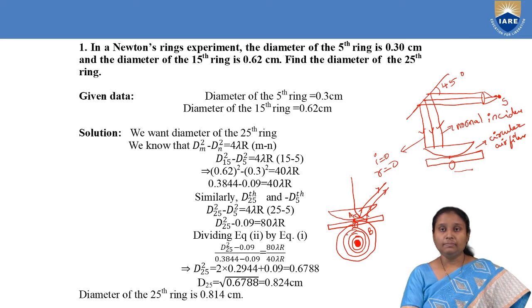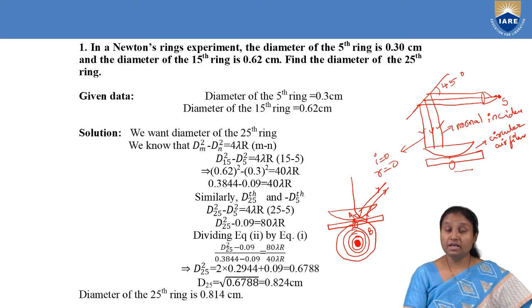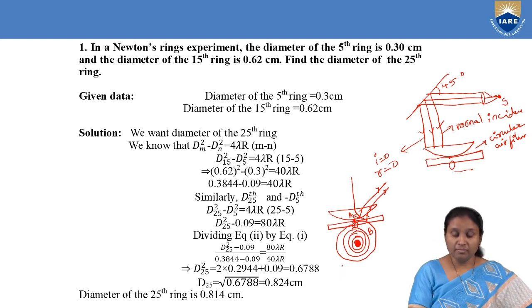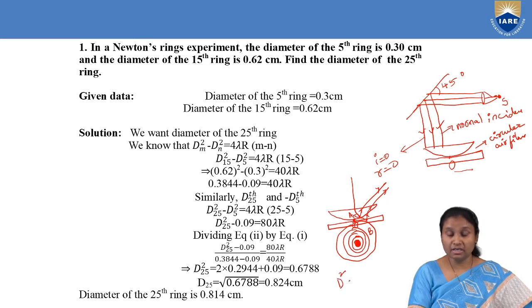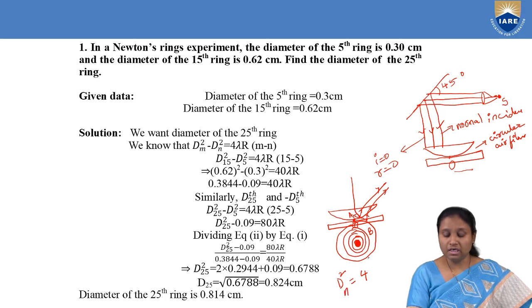And already in my previous videos, we have derived the expression for diameter of bright ring as well as diameter of dark ring. Now, for numericals or for application point of view, we are going to use diameter of dark ring. And when we take the formula for diameter of dark ring, then the square of diameter of dark ring is given as 4.